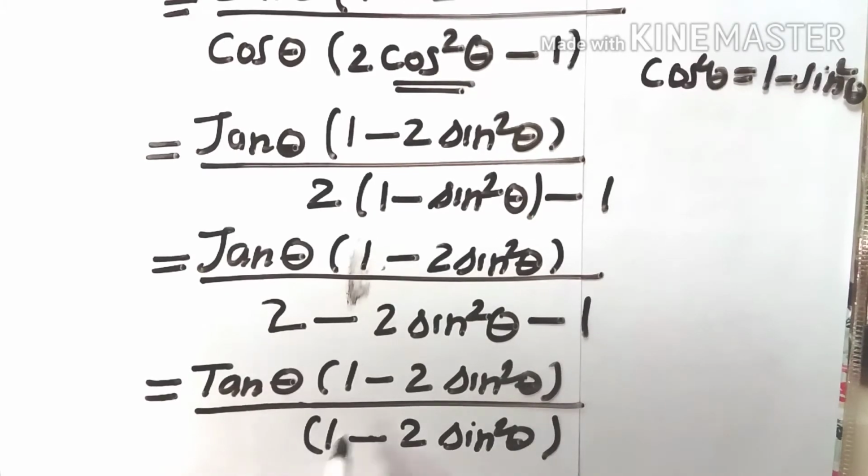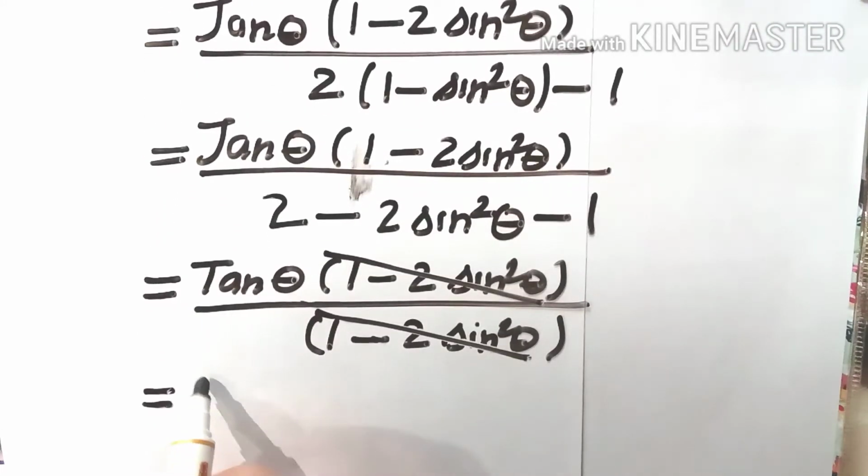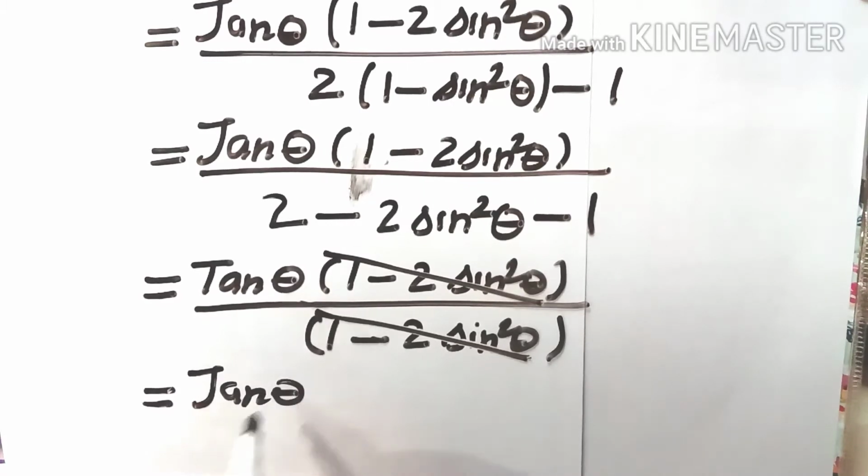Now if you compare these two factors, they are the same, so we can cancel these two parts. So we are left with tan θ, and that is also equal to our right hand side.